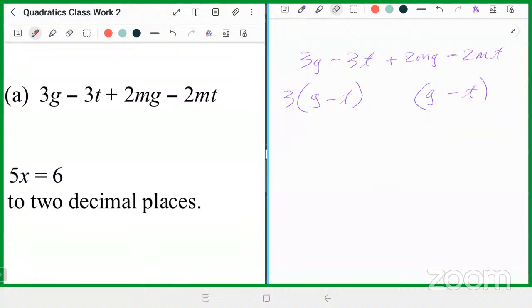Let's look at it. You can divide this plus 2mg by this g. You divide them, you see that you're left with the plus 2m. Or I can divide this minus 2mt by this minus t. The minus cancels the minus and the t cancels the t. So I'm left with this 2m and a plus 2m again. Any way you want to look at it, what comes in here is a plus 2m.